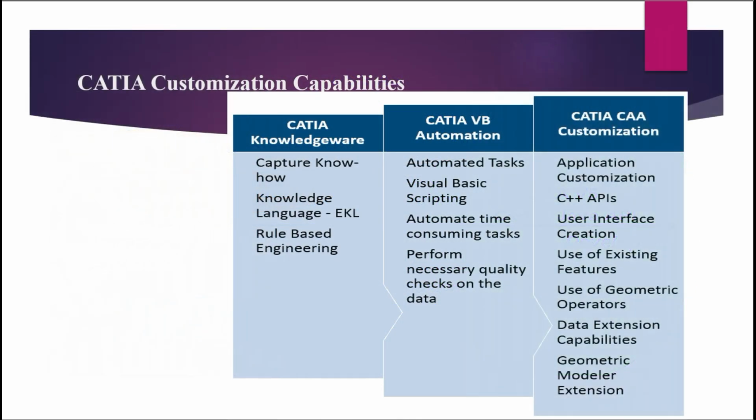Okay, CATIA customization compatibility. What are the compatibilities here? For CATIA knowledgeware, we should have knowledge of a language like EKL. This is rule based engineering. In CATIA VB automation, we can do automated tasks and save a lot of time. We should know Visual Basic scripting to automate time consuming tasks, and it will perform necessary quality checks on data. For CAA customization, application customization, C++ API.